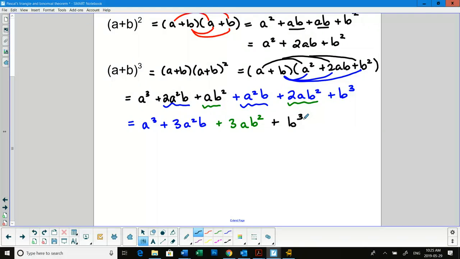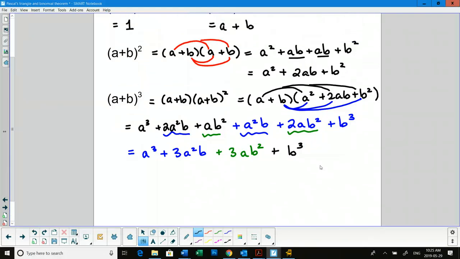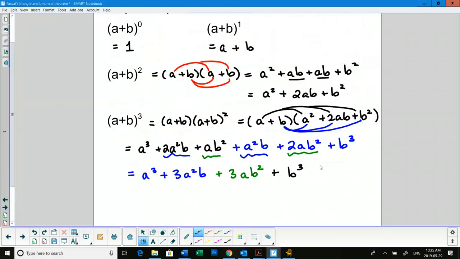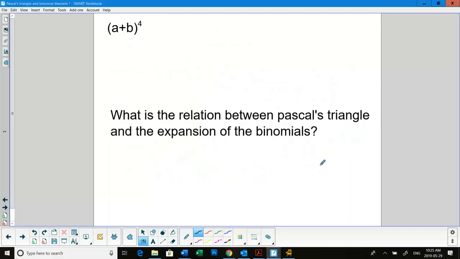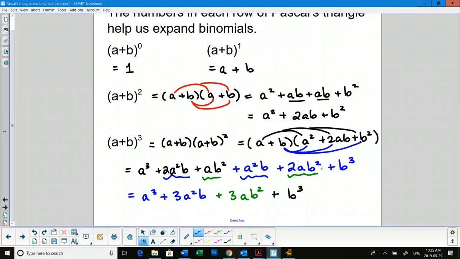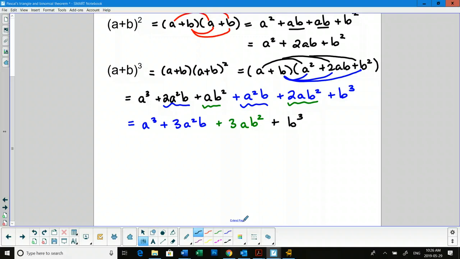All right, so I want to observe some of the patterns that we see here and see if we can extend this to the last one over here, a plus b to the exponent 4, without having to use the distributive property again here. So there's a couple desks that have opened up over there if anyone wants to grab their own desk.